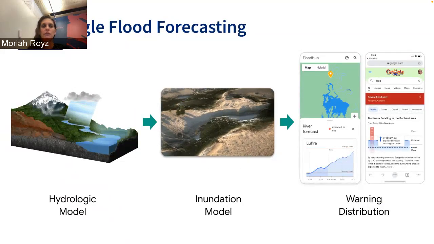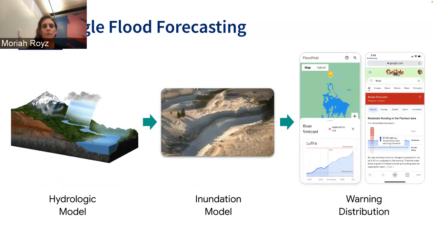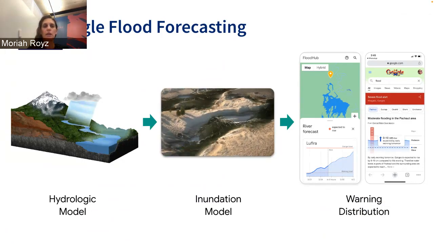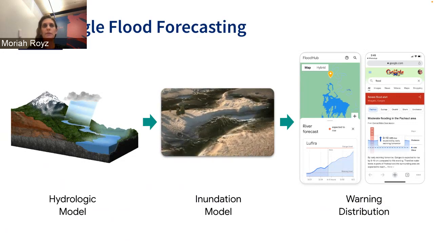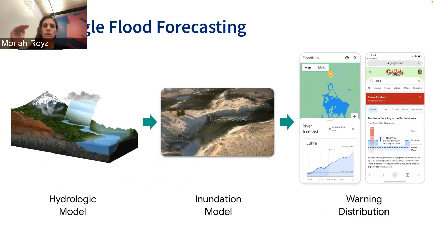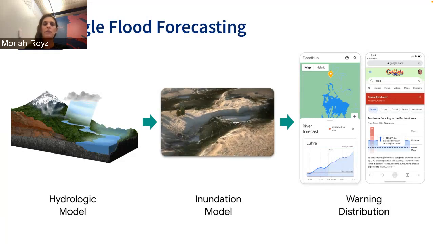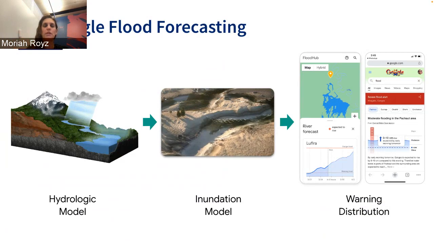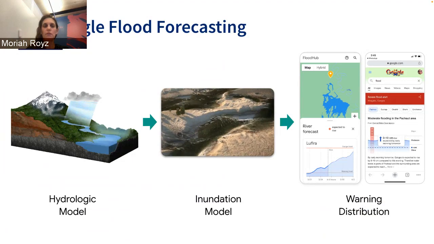Just in a nutshell, what is the Google Flood Forecasting project? We have two types of machine learning models. All our models are based on machine learning, unlike the common modeling of the hydrologic world that exists out there. Our first model is the hydrologic model, which identifies the level of the water in a specific location at the river. This is very similar to hydrologic models that are out there, but using machine learning allows us to scale fast to many more locations on the river and to many more countries, and we will look at that in a minute.